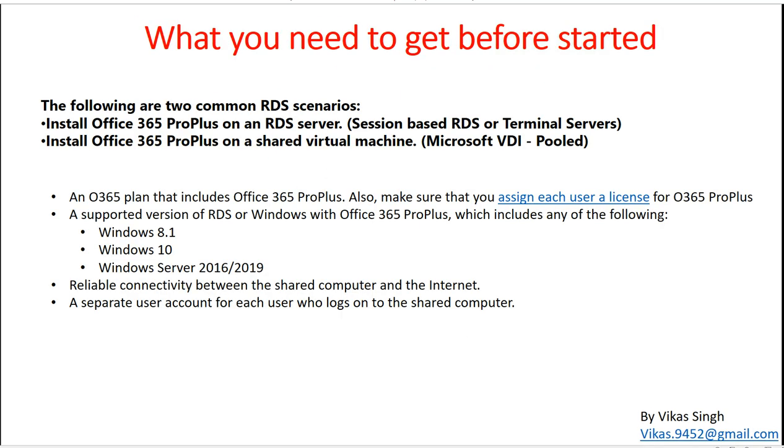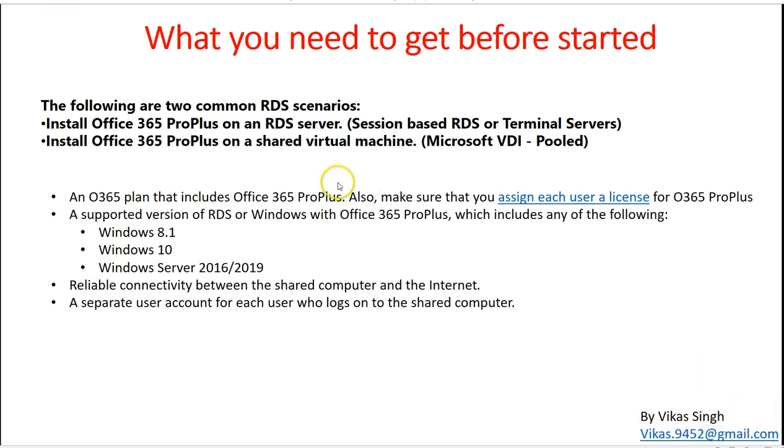So what do you need to get before starting? Basically, Office 365, which is going to be installed on a terminal server, must have an Office 365 Pro Plus license. For now it comes with the E4 licenses. So if you have an Office 365 E4 license, you are good to go, and you can deploy Office 365 on your RDS server and end users can consume it. This is a good thing.